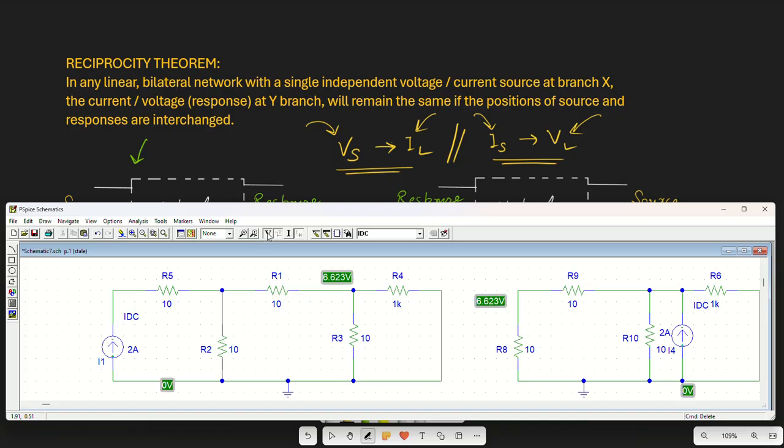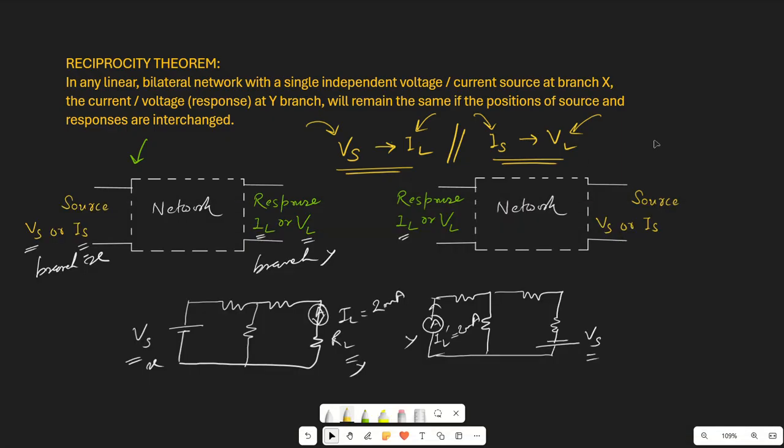Okay, so now if we run this and determine the voltage, this is the voltage across this branch, that is 6.623, and after putting it in the reciprocity circuit, we are getting the same amount of voltage, 6.623 volts, right? So here also we have proved the reciprocity theorem. So this is very much simpler to use, and we can use this for solving any circuit, and the condition should be, first, it should be linear and bilateral. Second condition should be, it should contain a single independent source. So that means we cannot apply reciprocity theorem in circuits which have dependent sources.